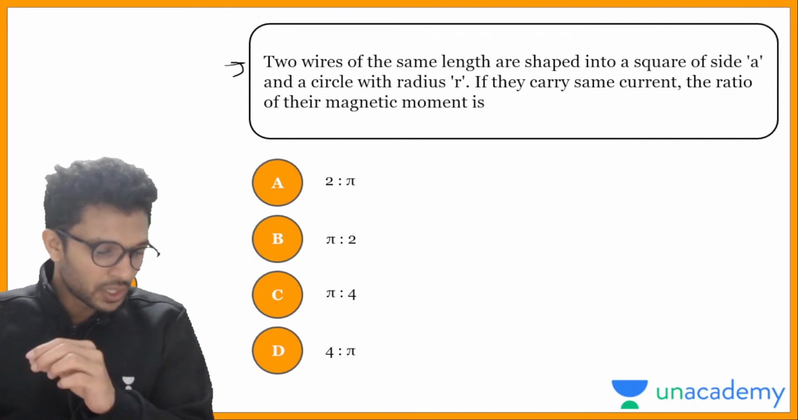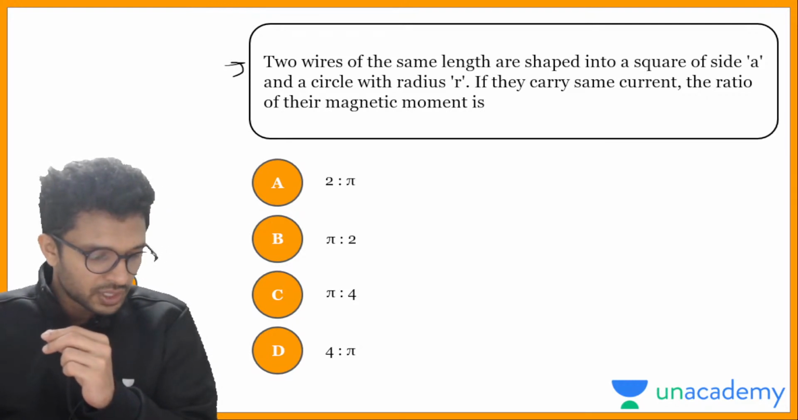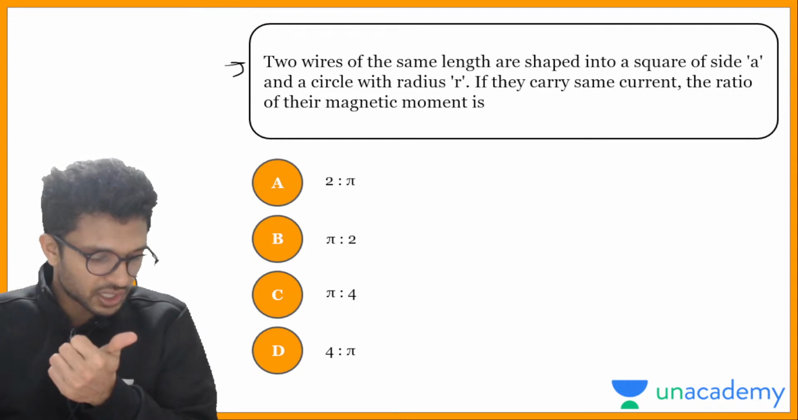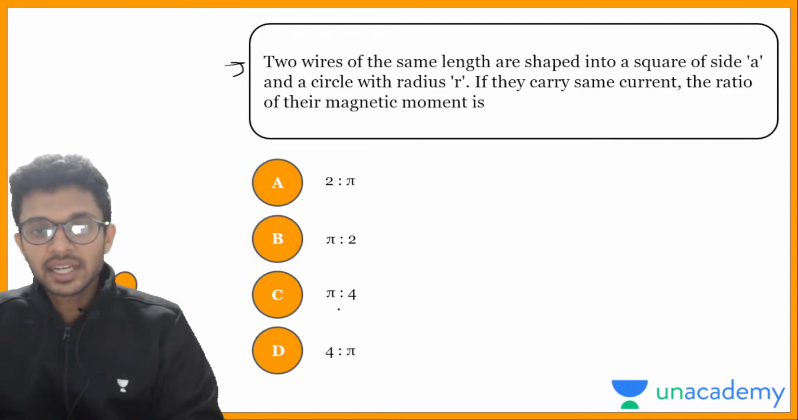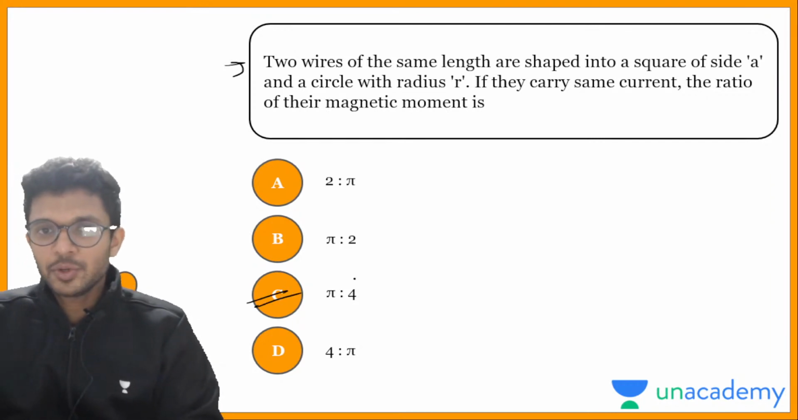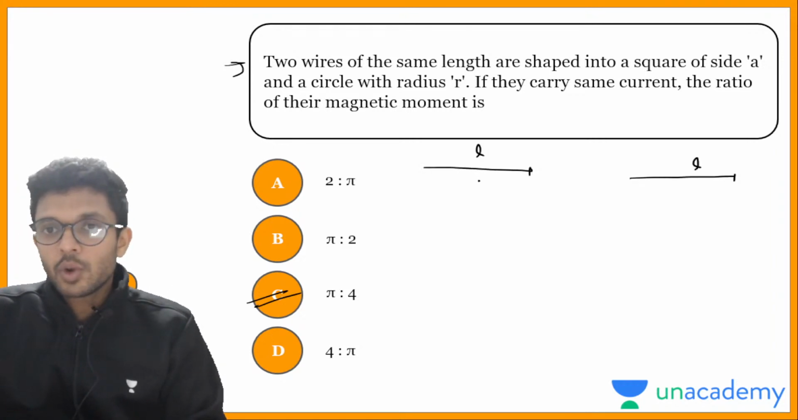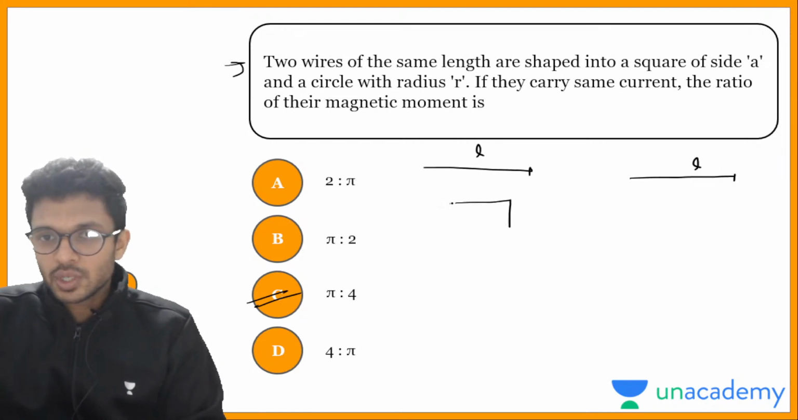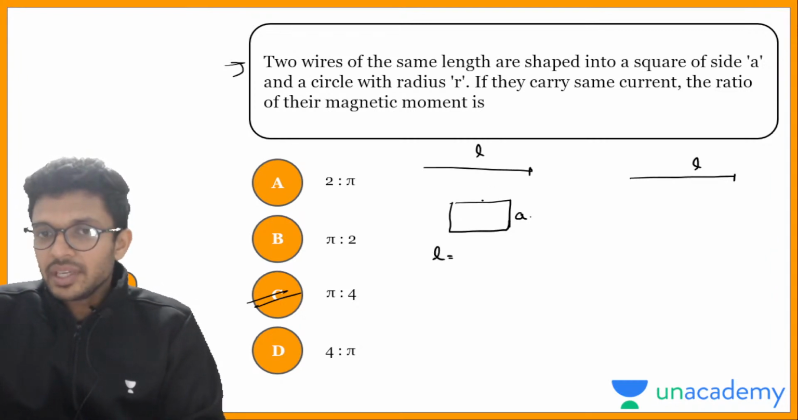Looking at the options, I can see Sahil with B, Tharun with C, Hina with B, Akshata with C, Neha with B, right? So yes, the correct answer is option C. I'll help you do it. We have two wires, both of the same length. One of the wires you are bending into a square of side A. Now what will be equal? The length of the wire will be equal to the perimeter of the square, that is 4A.